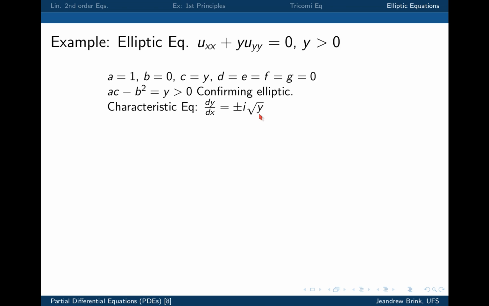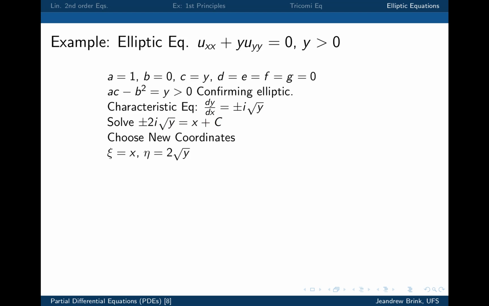Okay, so what I do now is simply solve the characteristic equation in the complex plane, which you can do, and what you then get is plus or minus 2i times the square root of y, plus x, equals c. To get from there to there, I simply divide by the square root of y, put dx on that side, and then integrate. So that's our solution. Here I'm going to assume C is a complex number, and I'm going to choose new coordinates to be the real and imaginary parts of C.